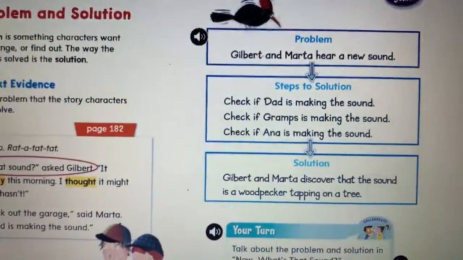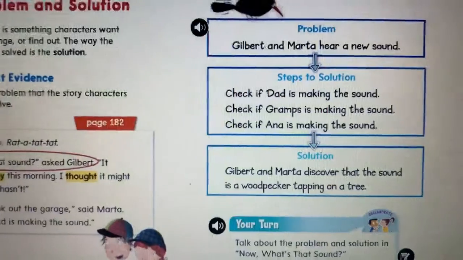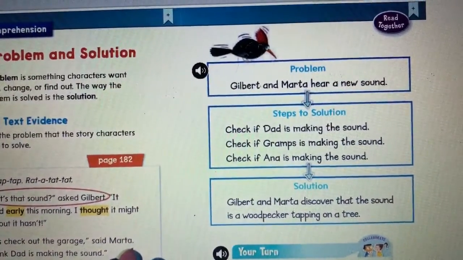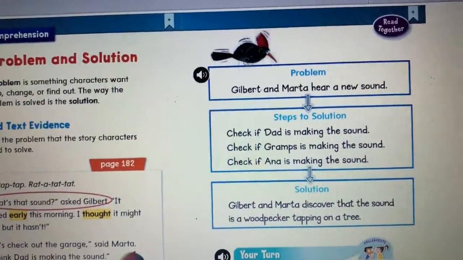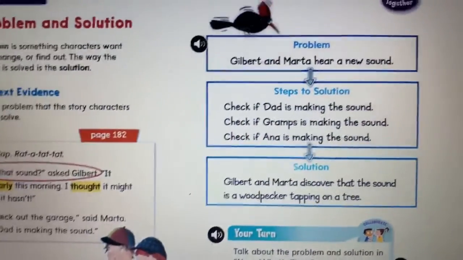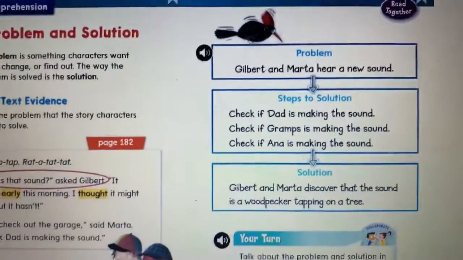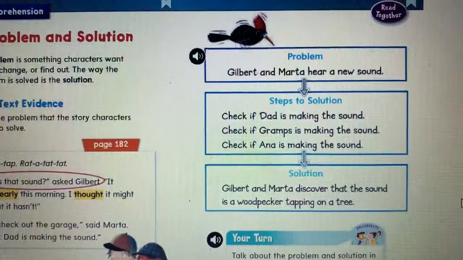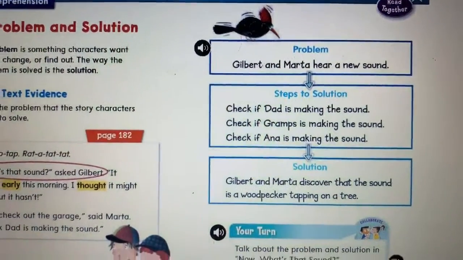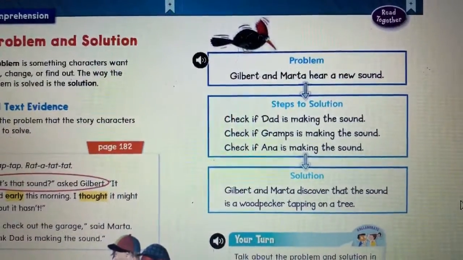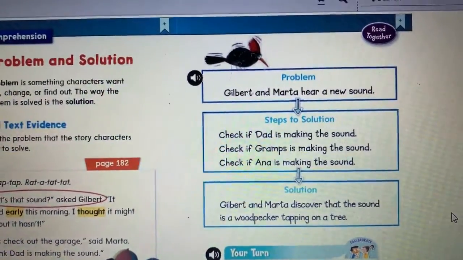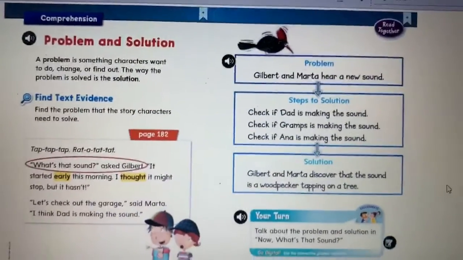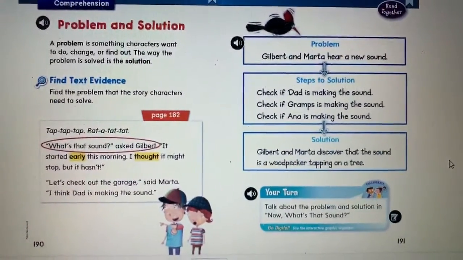Now, boys and girls, you're going to be reading another story today about a little boy named Willie. And as you're reading, what I want you to do is think about Willie. What is his problem? What steps does he take to solve his problem? And then what is his solution? Okay? So that's one thing that we needed to talk about.